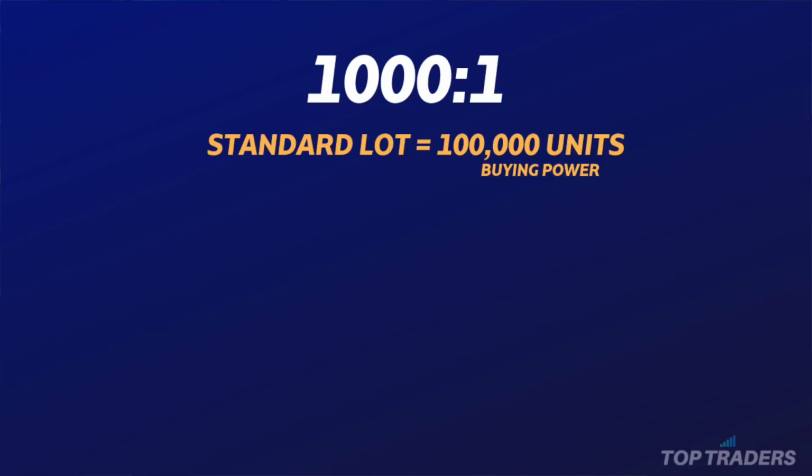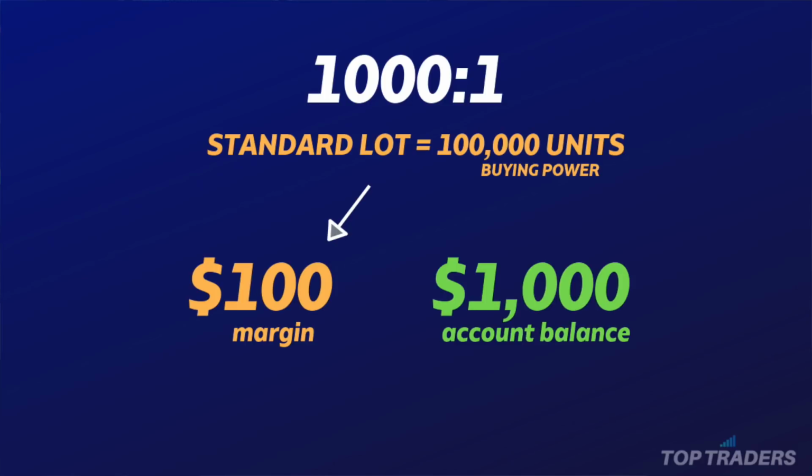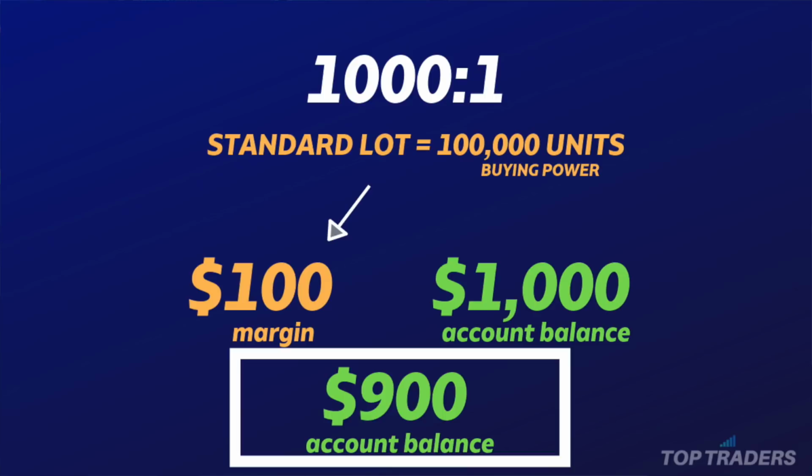So the thing I do like about high leverage is that when you have high leverage, the initial margin is low. Let's say you have 1,000 to 1 leverage and you want to put on that standard trade, it's only going to take $100 of margin, okay? So if you have a $1,000 account, and I hate doing it, that means you still have $900 in your account to trade with, potentially. But that's not really what I'm looking at, right?